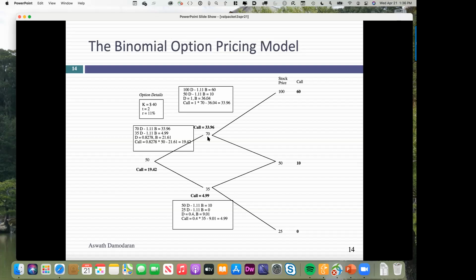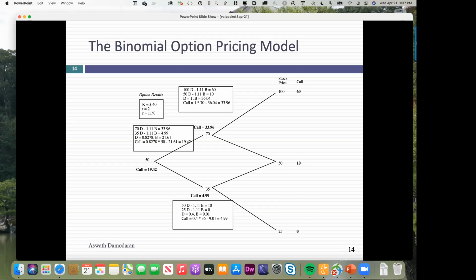At t equal to 2, the 70 can become 100 or 50. If it goes to 35, at t equal to 2, it can go to 50 or 25. So this is a stock that right now is 50, but 2 periods from now, it can be anywhere from 25 to 100. I offer you a call option on the stock with a strike price of 40.